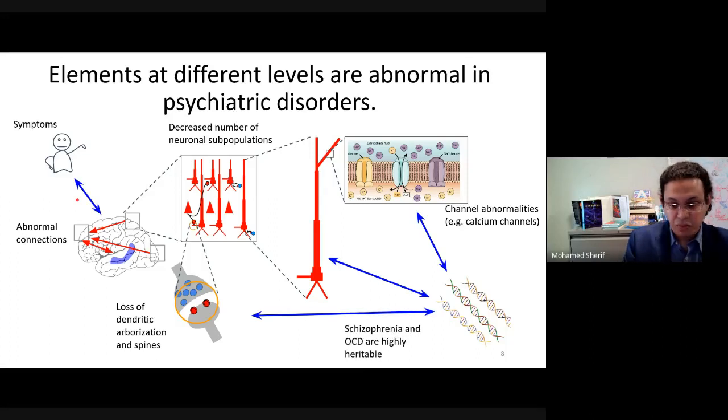So what I'm trying to show is a quick overview of how complex what we're trying to study is. And our medications work more at the molecular level, and they help at the behavioral level. So there are multiple levels of understanding that we need to traverse in order to get an idea of how the medications would help with the symptoms that we're seeing.